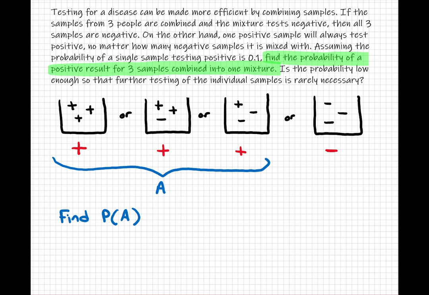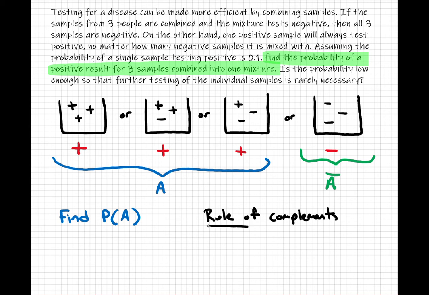But there's only one event in the complement of A. So what we're looking for is a positive result, which means what we're not looking for is a negative result. Now, we have this rule of complements, and that's what we're going to use here. The reason we're going to use the rule of complements is because finding the probability of what we're not looking for is easier in this case than finding the probability of what we are looking for. Okay, so rule of complements.